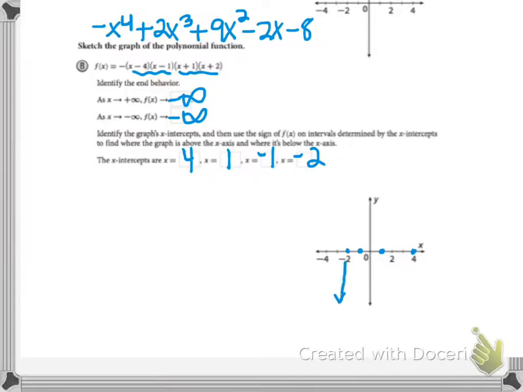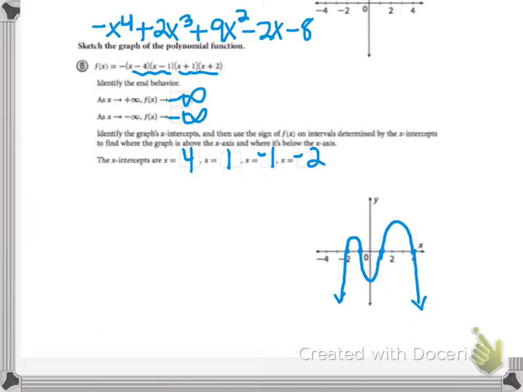We don't exactly know how high, but it's going to come over the top, come down, kind of loop around here, come back up. Maybe it goes up a little higher, I don't know for sure. Again, I'm just kind of estimating. And ultimately, both ends are going to face down. It's going to cross those 4 times, and that would be a pretty good sketch.